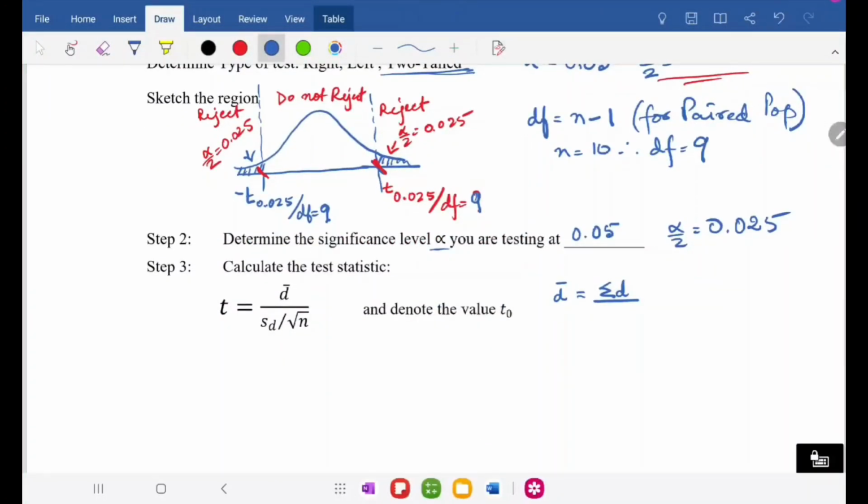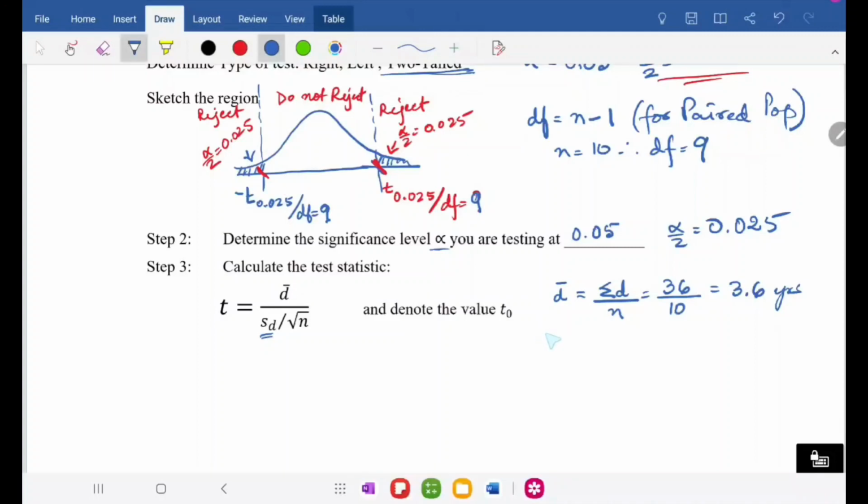Normally we work with x bar, which was sigma x over n. So let's do the calculation. Sigma D we saw was 36 when we added up all the differences. N is 10, so D bar is 3.6. That's the mean difference in age between husbands and their wives, 3.6 years. That's D bar. Now we have to find S sub D, which is the standard deviation.